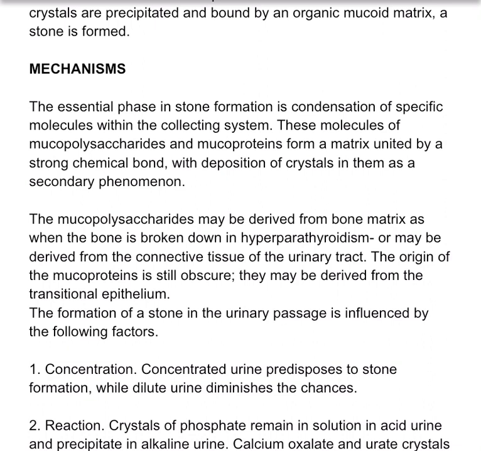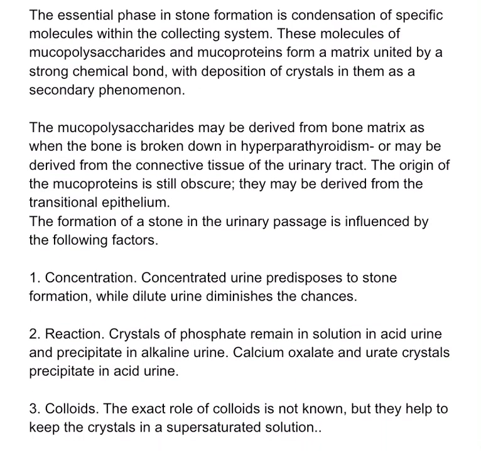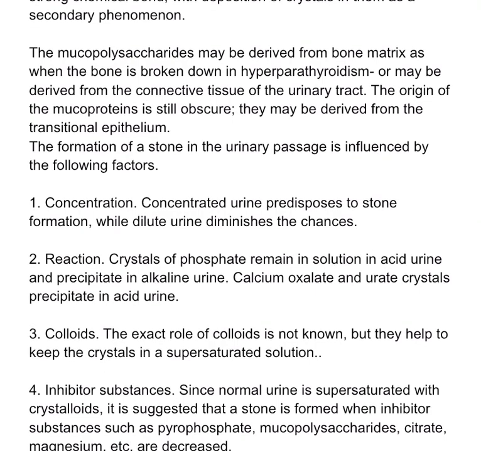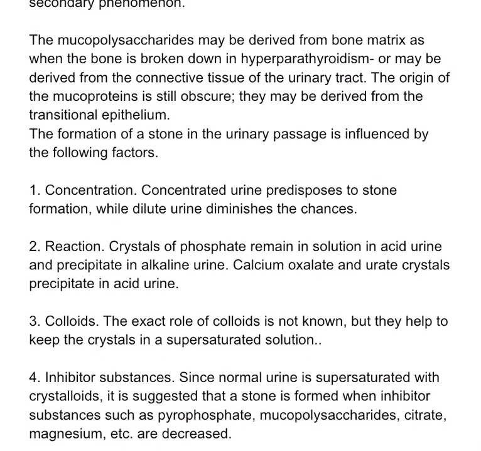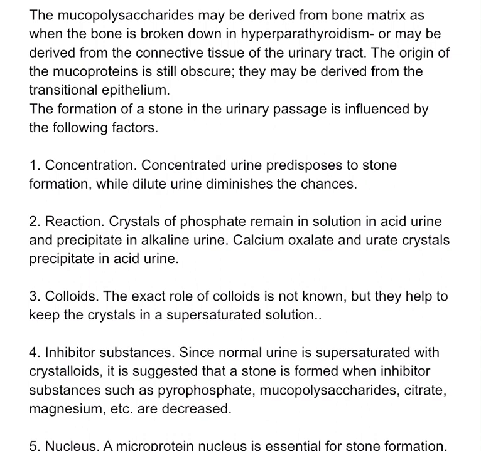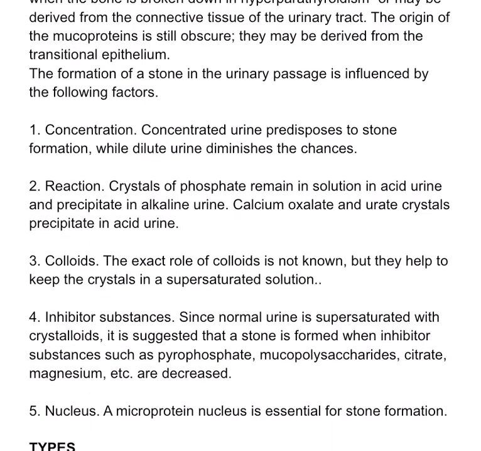Mechanisms. The essential phase in stone formation is condensation of specific molecules within the collecting system. These molecules of mucopolysaccharides and mucoproteins form a matrix united by a strong chemical bond, with deposition of crystals in them as a secondary phenomenon. The mucopolysaccharides may be derived from bone matrix, as when the bone is broken down in hyperparathyroidism, or may be derived from the connective tissue of the urinary tract. The origin of the mucoproteins is still obscure. They may be derived from the transitional epithelium.